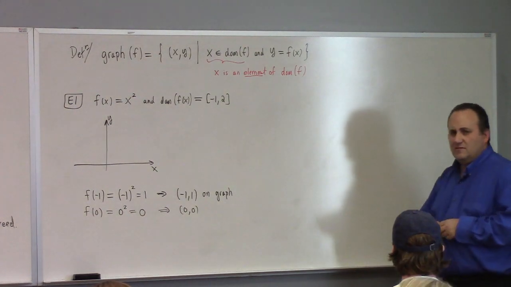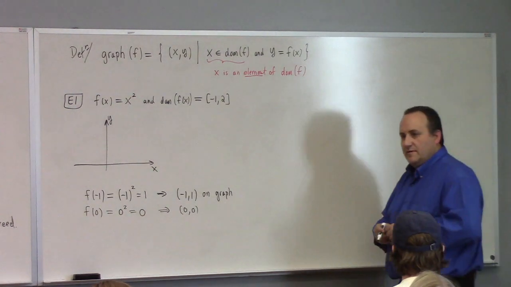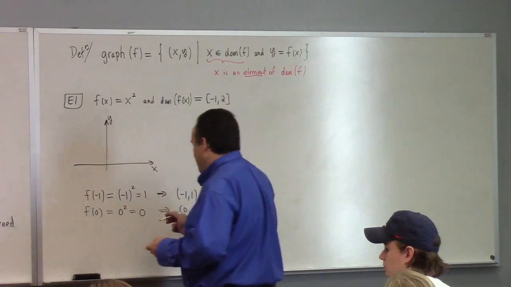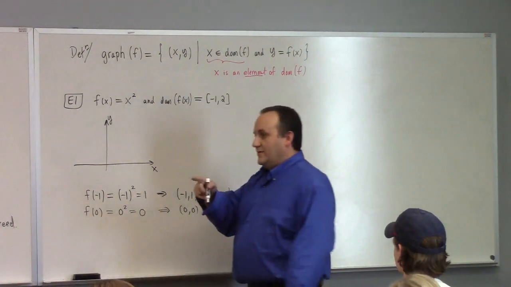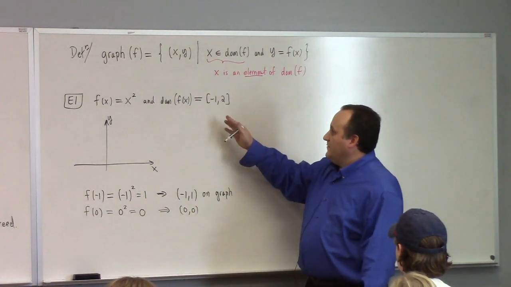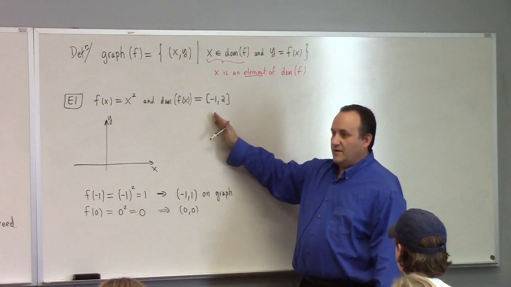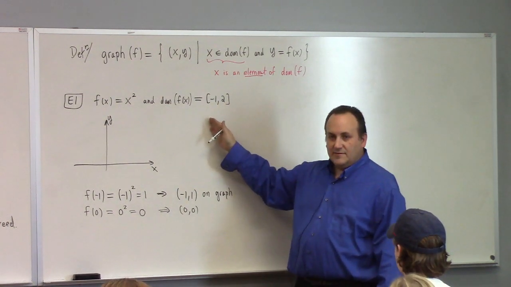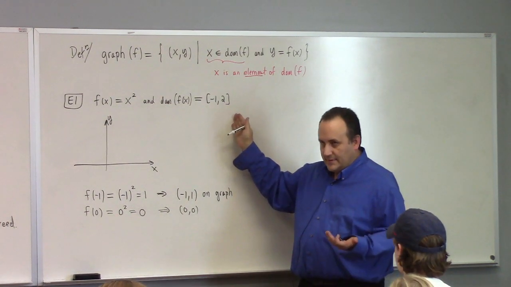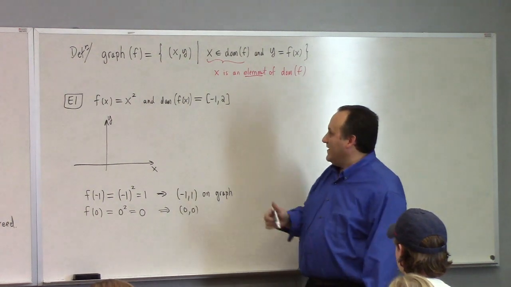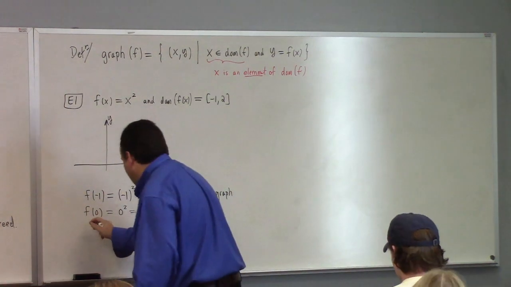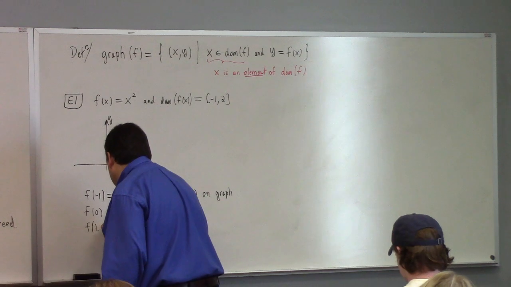I can also plug in, what's another good number? Yes, Michael? 5. Oh, a good idea. But the problem with 5 is it's out of bounds. Oh, 5's not allowed. Why? Because I said so. 1.5. Now you're making work for me. All right, f of 1.5 it is then.